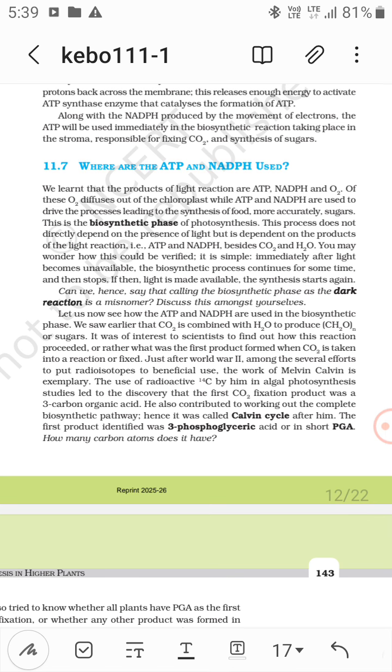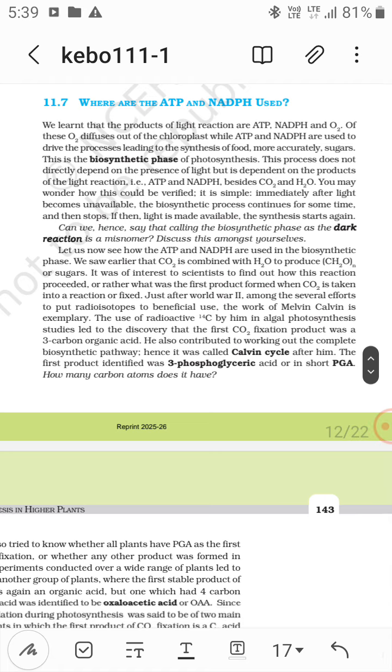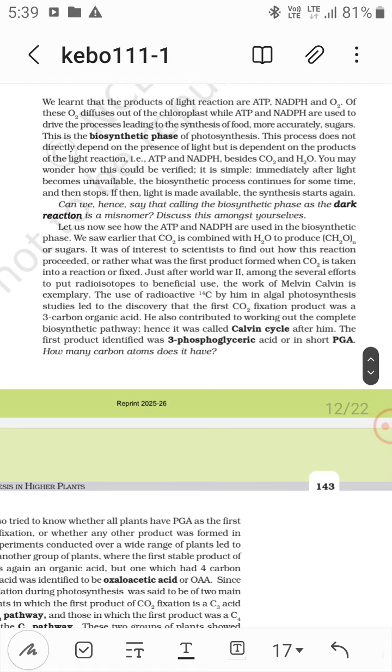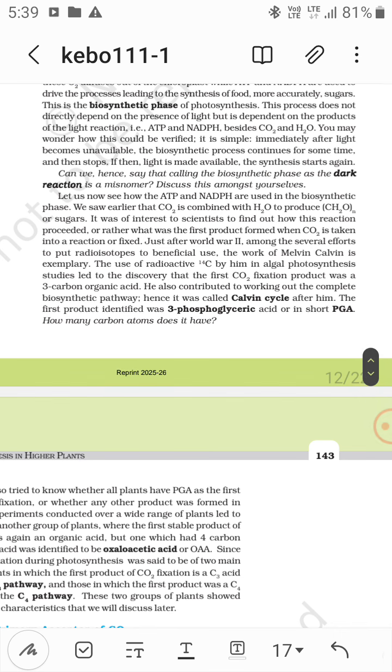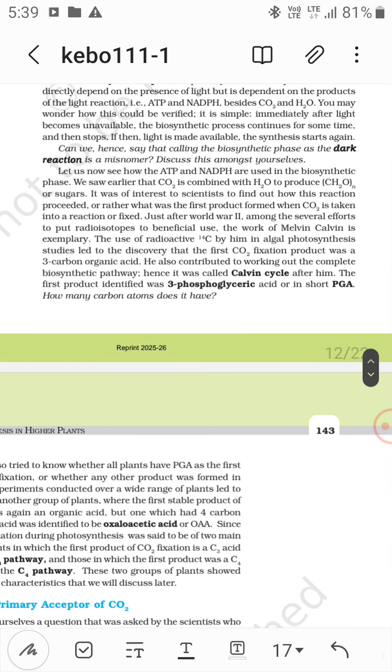Now this process depends on CO2 and H2O. In the Calvin cycle, the first product identified was 3-phosphoglyceric acid, or PGA.